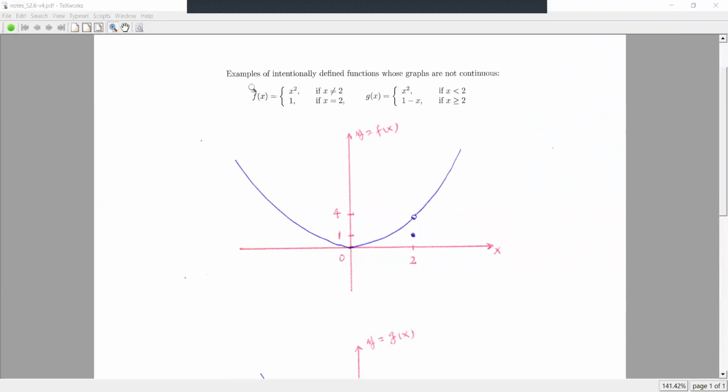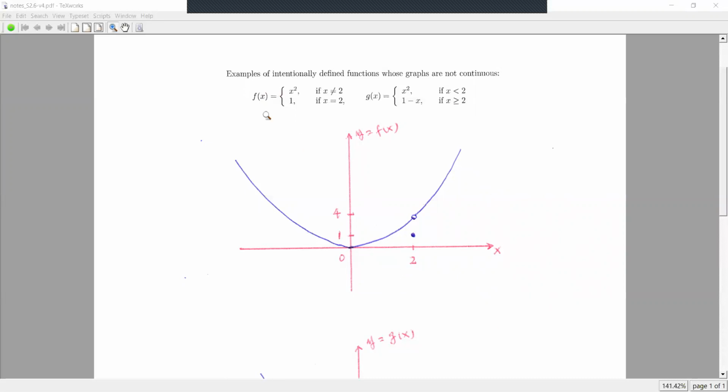For function f, when x is 2, the function value is 1. When x is not equal to 2, the function value is x squared. The graph of x squared is a parabola. This function is defined at any number, so the domain of this function is from negative infinity to positive infinity.